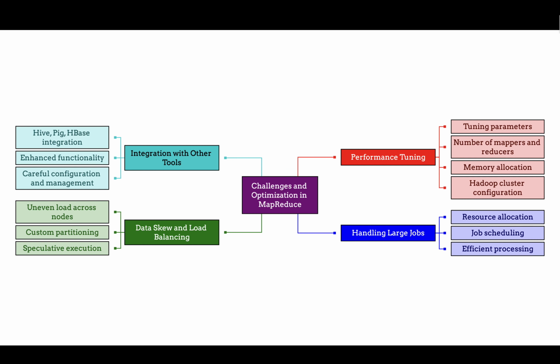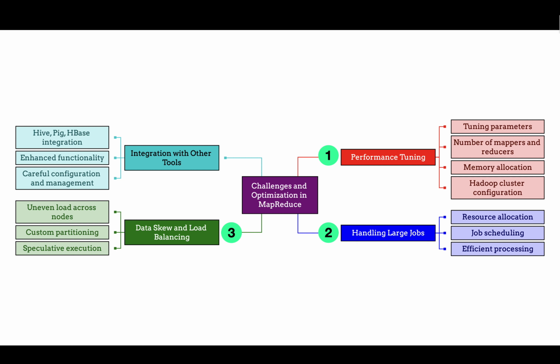Challenges and optimization in MapReduce. 1. Performance tuning. Optimizing performance involves tuning parameters like the number of mappers and reducers, memory allocation, and configuration of the Hadoop cluster. 2. Handling large jobs. Large MapReduce jobs may require careful planning in terms of resource allocation and job scheduling to ensure efficient processing.